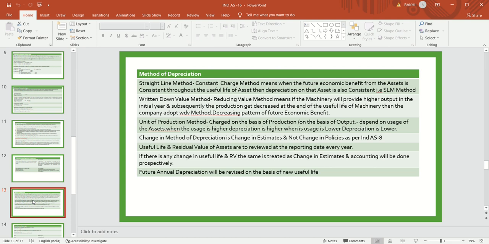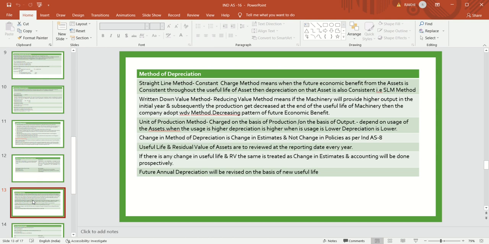If the future benefit the company gets from the asset is consistent throughout the useful life of the asset, meaning the company is getting the same production from that asset throughout its useful life and the utilization of the asset is the same, then the company uses the straight line method for charging depreciation.